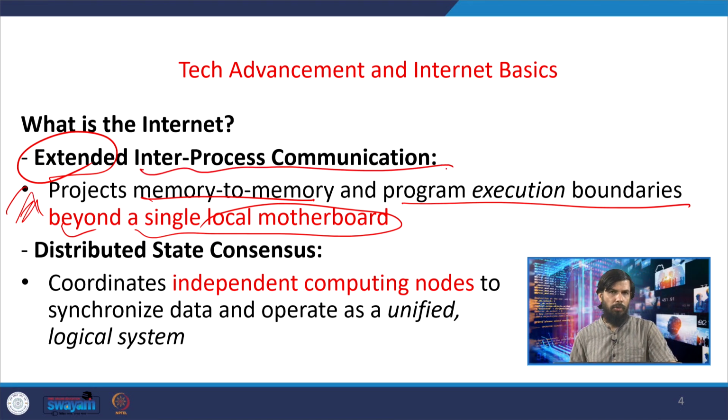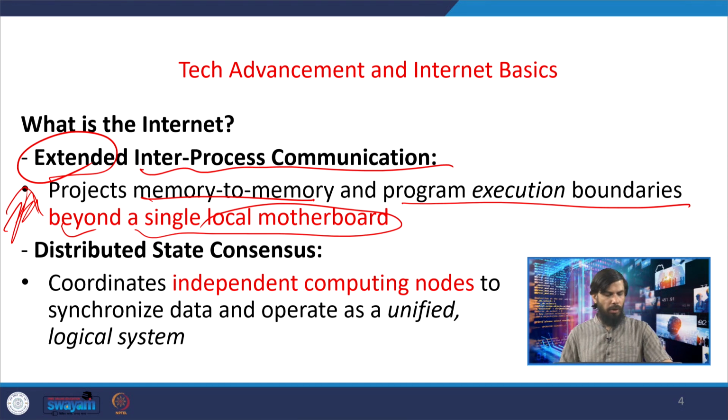So part of the process can happen at one motherboard, and part of the process can happen at the other motherboard across the network at another computational node. So this is another thing from the inter-process communication point of view. The communication happens across the network.